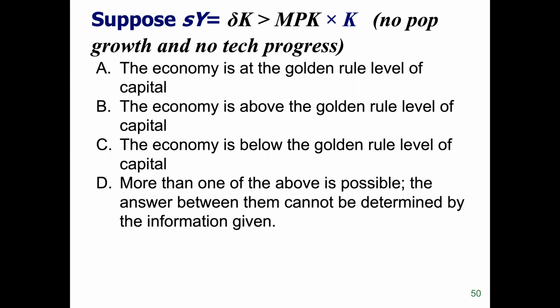Okay, here's the answer. I tried to make it easier by laying things out a little bit. If depreciation is higher than the marginal product of capital, that last unit of capital is really dragging you down. The wear and tear is greater than what it's producing. So that's a bad thing. That's too much capital. That means you're above the golden rule level of capital. The answer is B, above in the sense of too much capital.